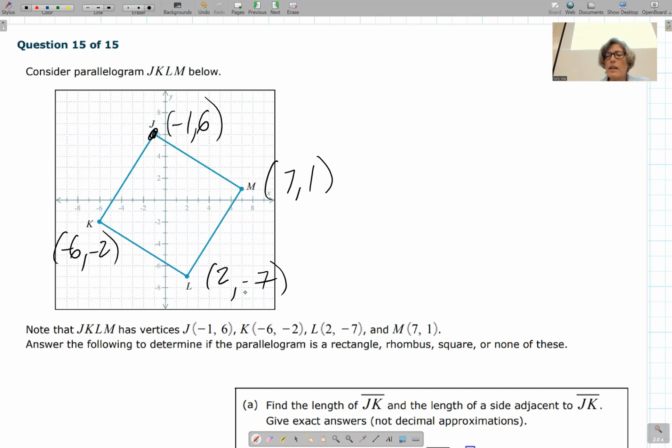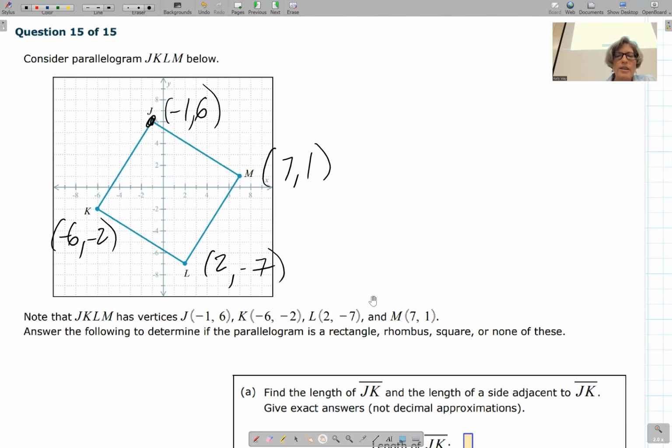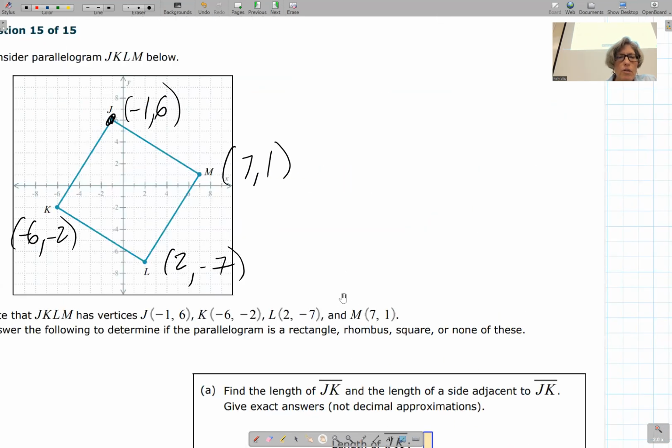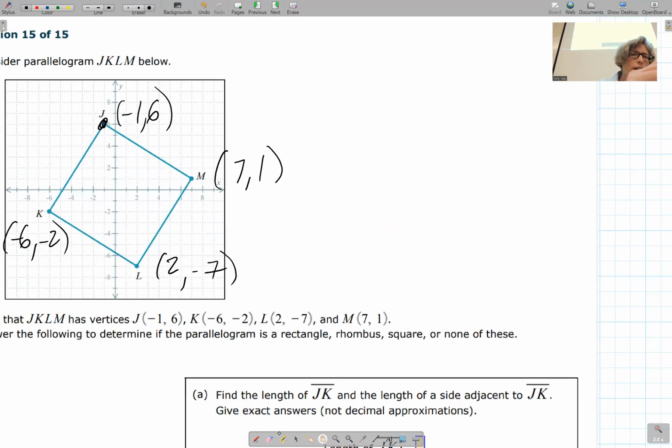All right, so taking a look here, it says it wants the length of JK. JK length. It's right here.